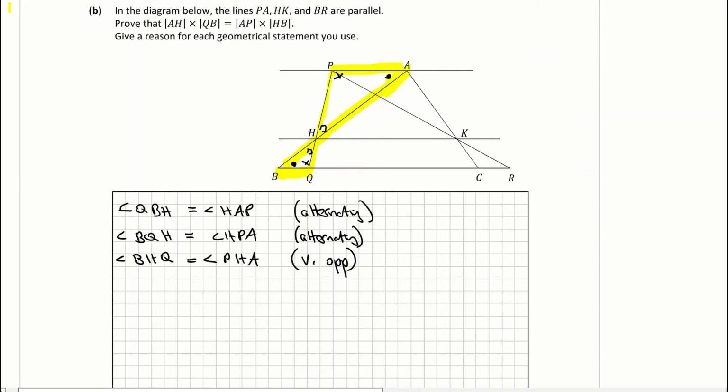So now that we've proved that all three angles are equal in both of the two triangles, I can now conclude that triangle HBQ and HPA are similar to each other. And because these two triangles are similar, it means that the lengths of their sides are going to be proportional. So similar to the proof in part A, we can now say that the side AH is proportional to the side BH.